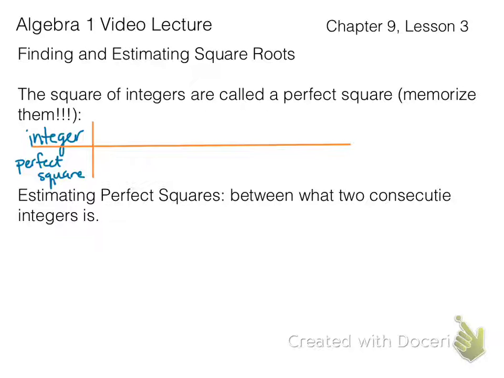All right, so just some things to remember and memorize. The squares of integers are called perfect squares. You need to memorize them. Most of you have them memorized already. Most of you know what they are.